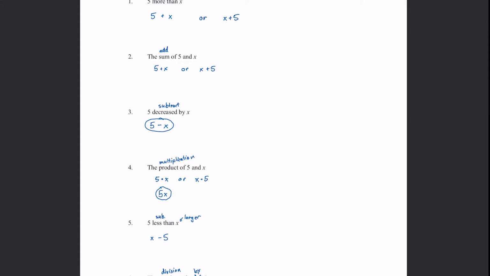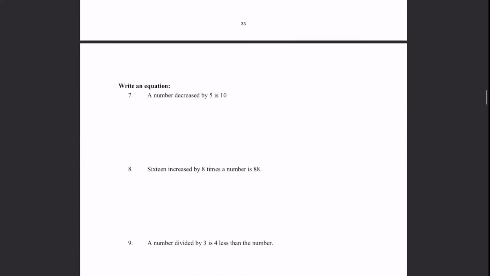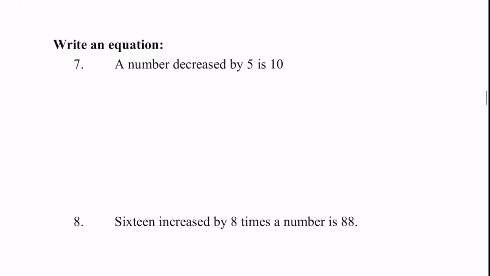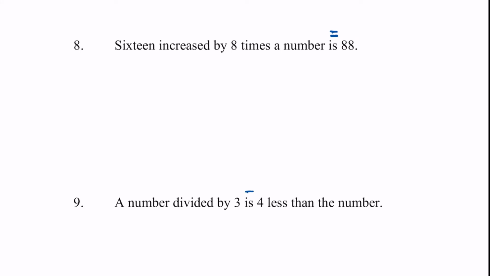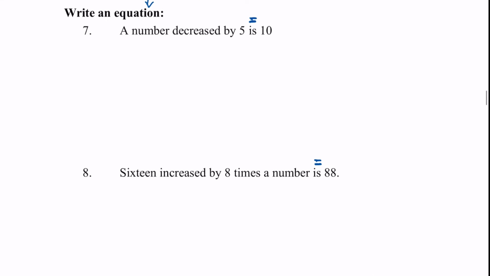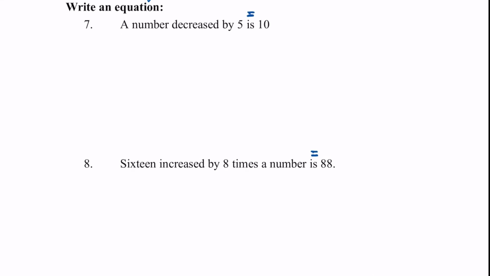Neat. All right. On the next page, we look at equations. And again, with equations, we're going to have an equal to sign. That equal to sign is pretty much going to be implied by the word is. So if you look through all of these problems, you can see an is somewhere in the sentence. So we do have some setup to do in terms of our equality.